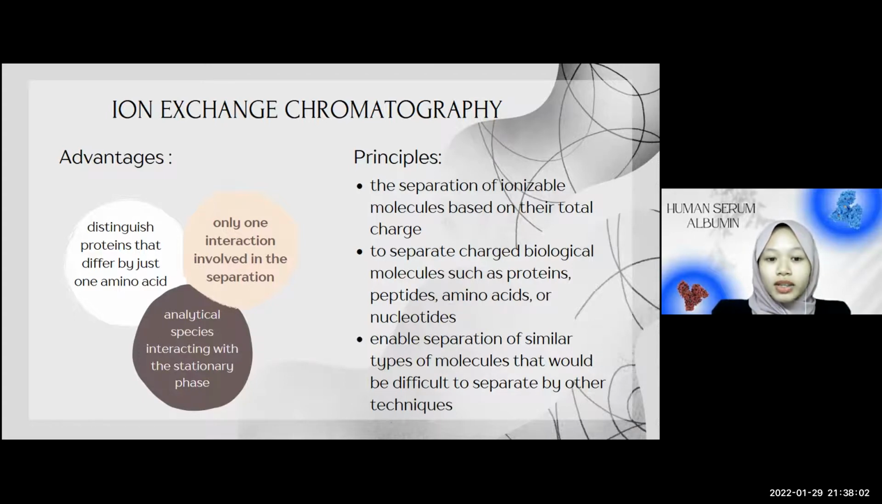This technique is commonly used to separate charged biological molecules such as protein, peptide, amino acid, or nucleotides. This technique also enables the separation of similar types of molecules that would be difficult to separate by other techniques, because the charge carried by the molecule of interest can be readily manipulated by changing the buffer pH.